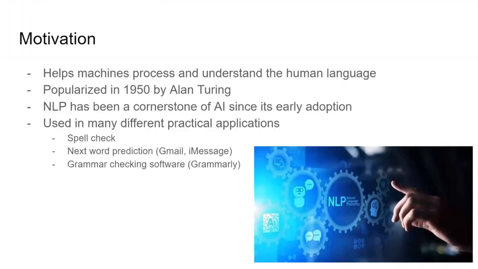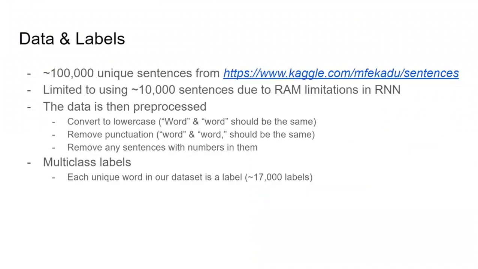Natural language processing is a subfield of AI which is used to help machines understand human language. It was popularized in the 1950s by Alan Turing, who mentioned in a paper that a computer can only be considered intelligent if it could carry out a conversation with a human without the human realizing they were talking to a machine. Since then, natural language processing has made great strides in AI and is used on a daily basis from spell check, next word prediction, and grammar checking software.